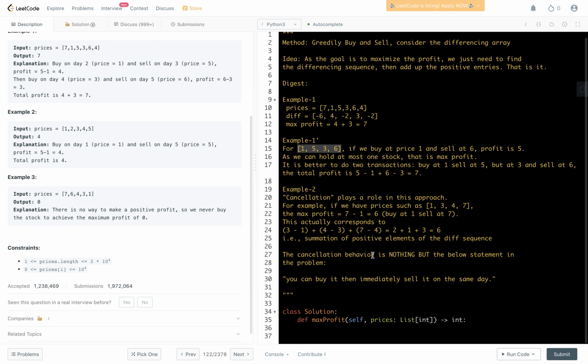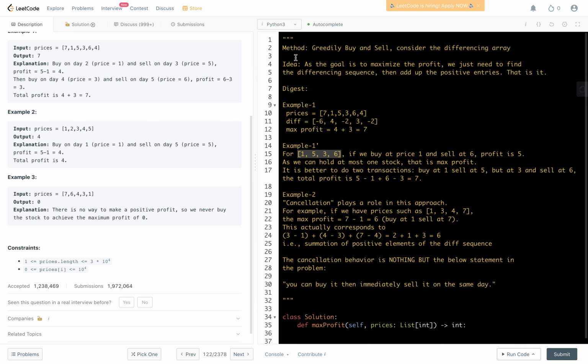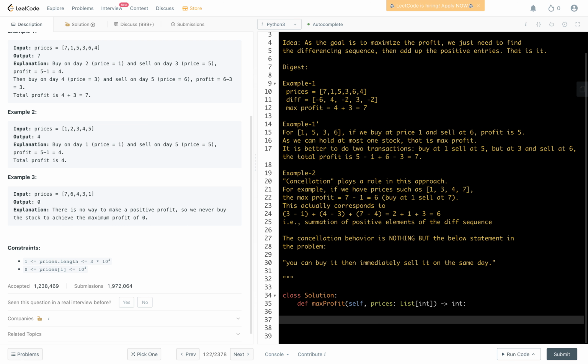So this cancellation behavior is nothing but the statement in the problem: you can buy it, then immediately sell it on the same day, right? So it plays a role of transition when we compute the maximal profit. Once we understand the method and digest the logic, writing the code is a straightforward thing. So let's write the code directly.